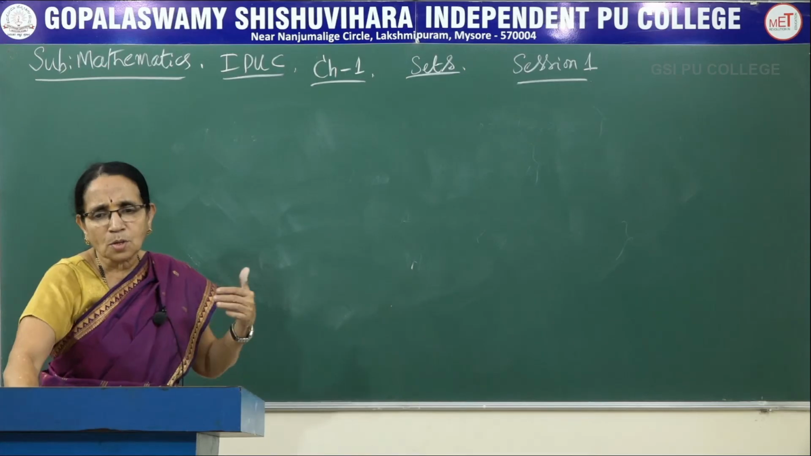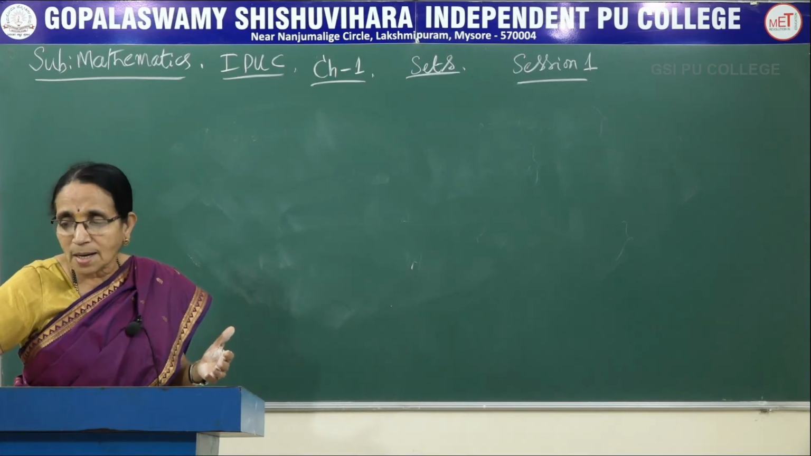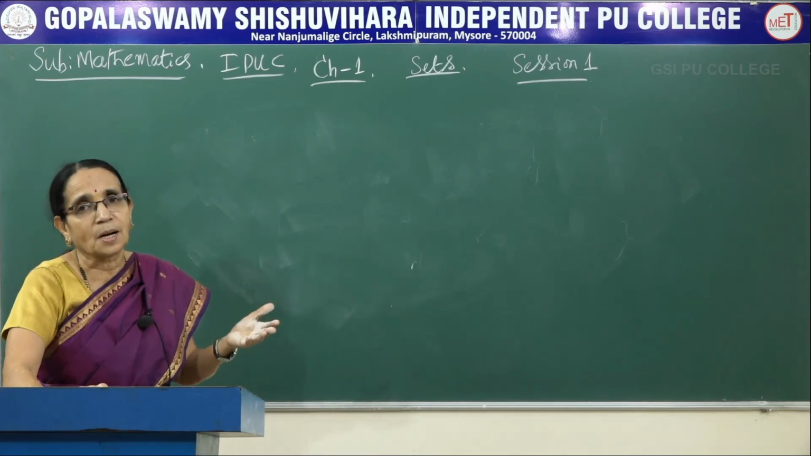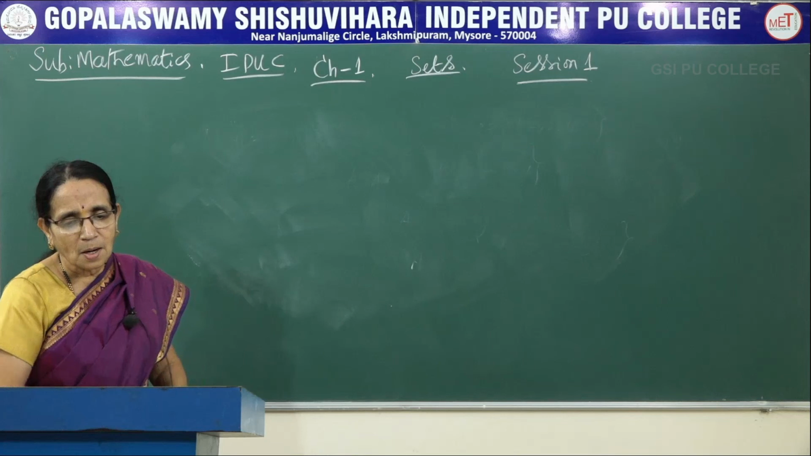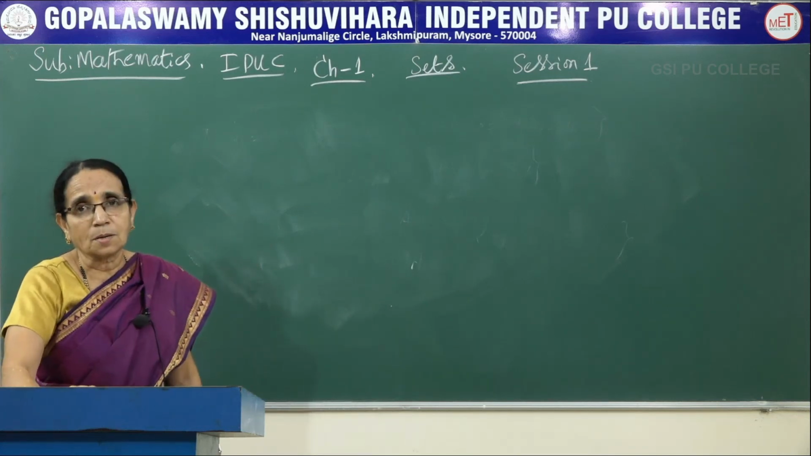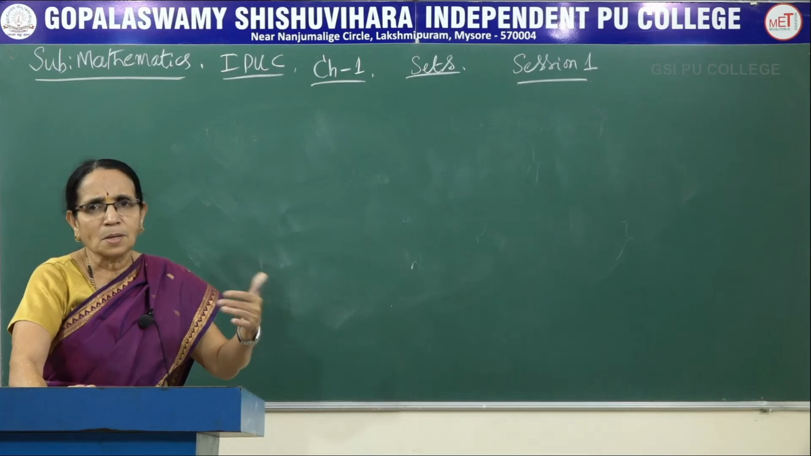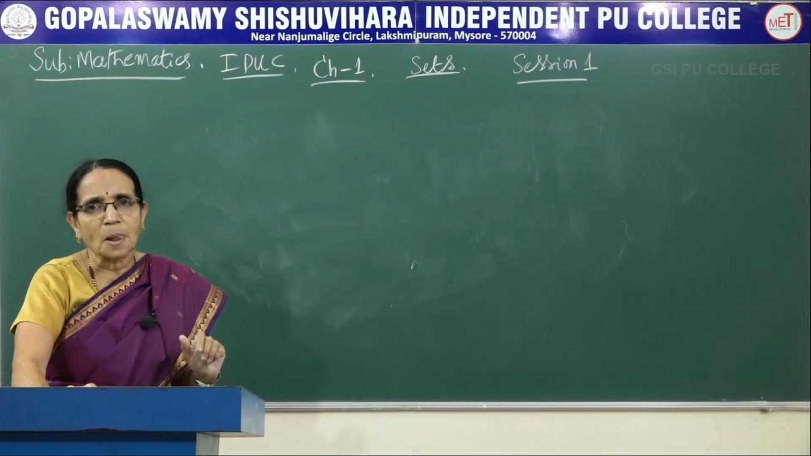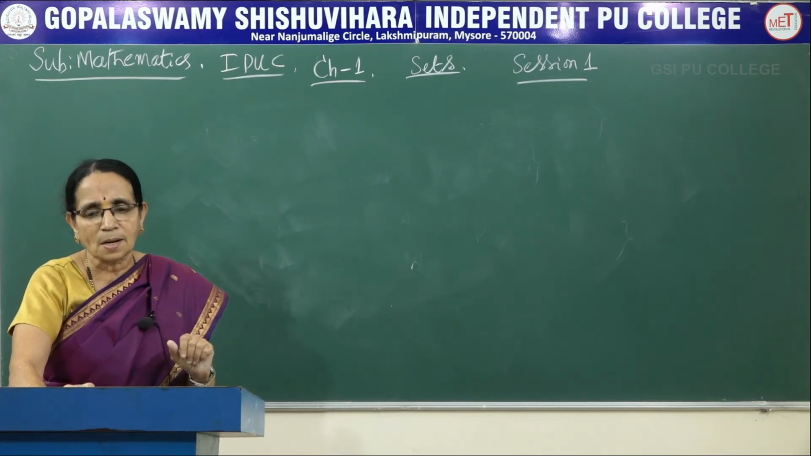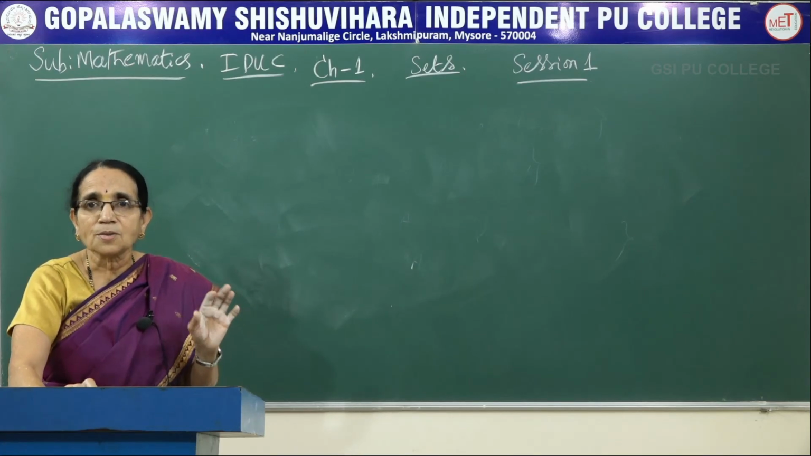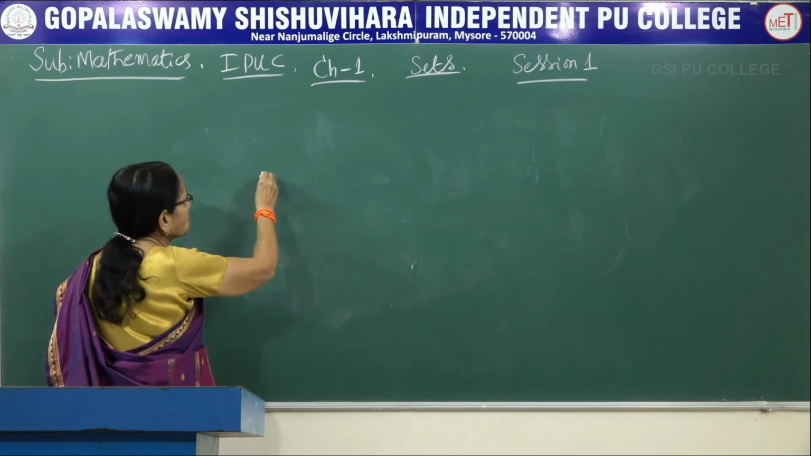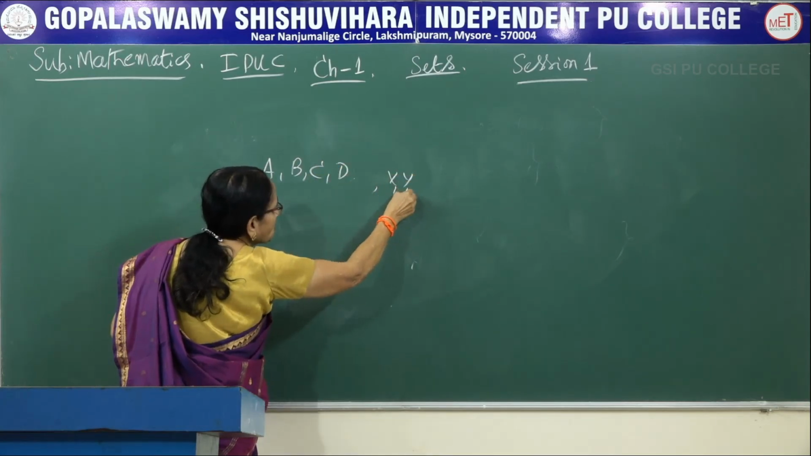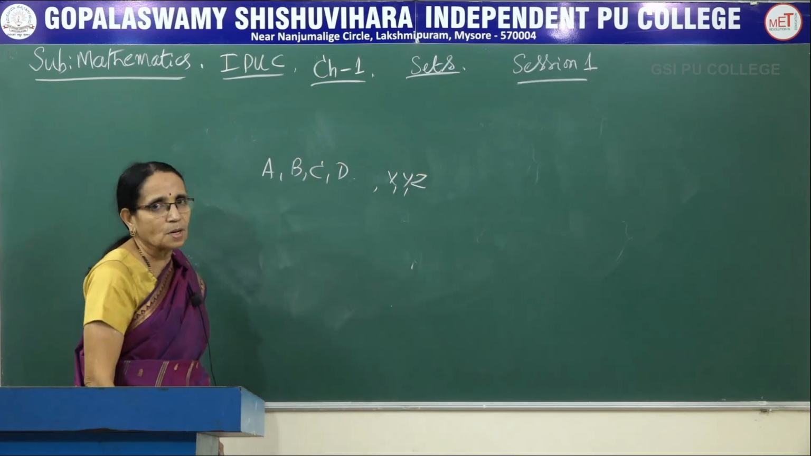Now, I am going to give you some collections here. You have to tell me which will be a set and which will not be a set. Consider any language: Kannada, English, Hindi, Tamil, Telugu, whatever it may be. Each language has a certain number of alphabets. So when you take the alphabets of a particular language, can we call it a set? Certainly. Let me take English: A, B, C, D, etc., X, Y, Z. There are 26 alphabets in the English language.